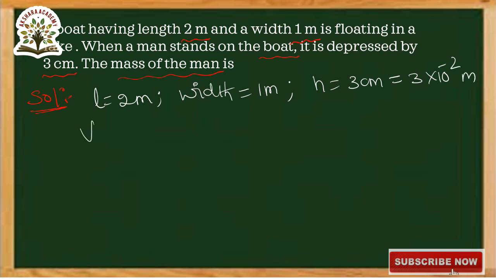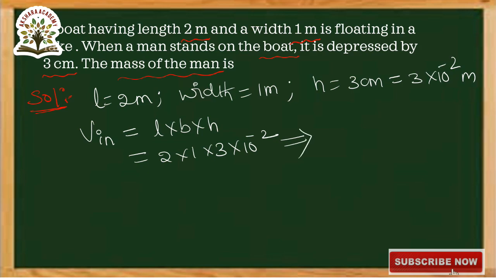Now we are calculating the volume inside. V inside is L into B into H, that is equal to 2 into 1 into 3 into 10 to the power of minus 2. L is 2, B is 1, H is 3 into 10 to the power of minus 2. That implies 2 3s are 6. So V inside is equal to 6 into 10 to the power of minus 2.